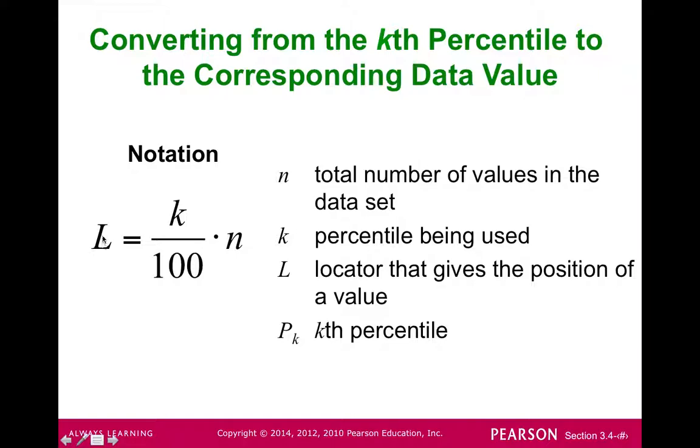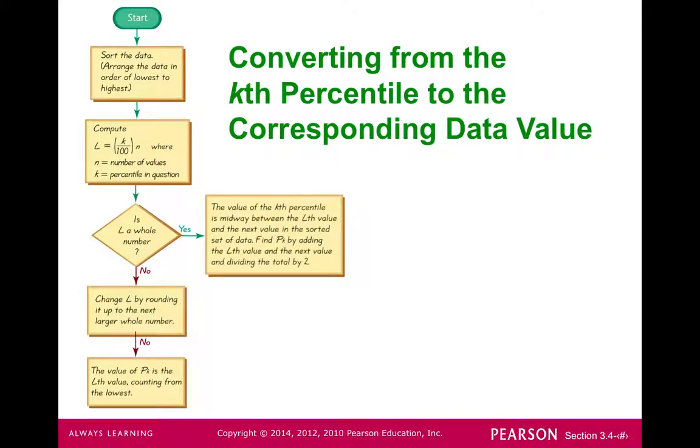So our corresponding data value, which is this L, is going to be equal to K, which is going to be the percentile, divided by 100 times N. And if we look here, N is the total number of values in the data set, K is the percentile being used, L is the locator that's going to give us the position of the value, so that's what we're solving for, and the P of K is the kth percentile. So you can go through this little flow chart which talks through how you would actually go about this.